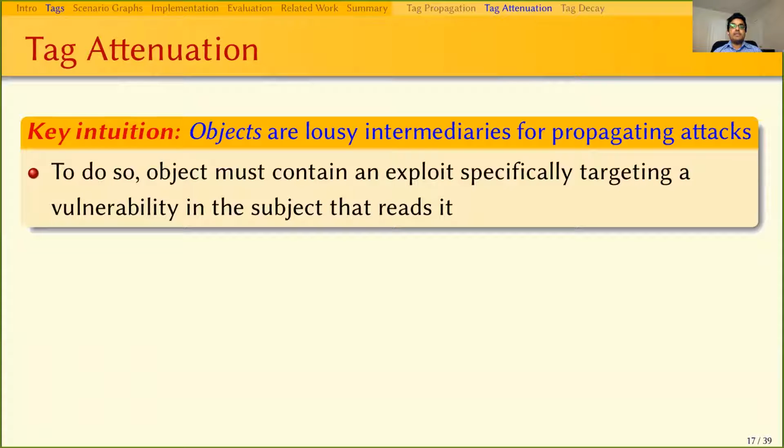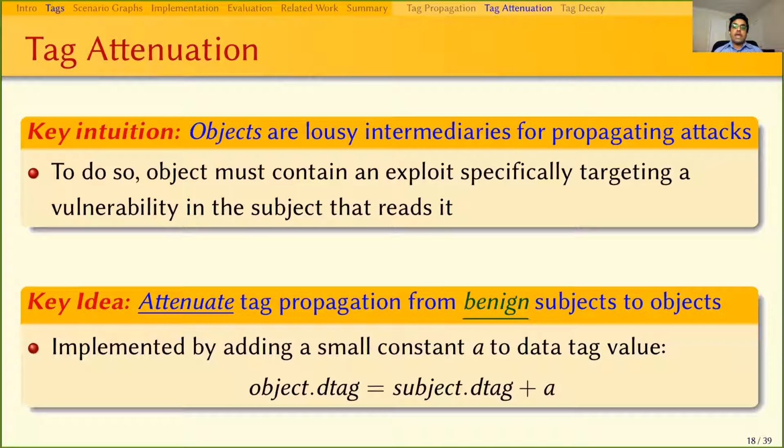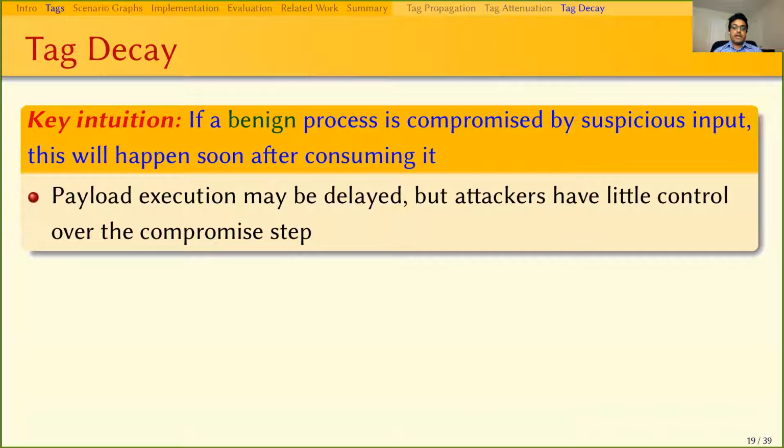To mitigate the dependency explosion, one of the techniques we introduce is called tag attenuation. Our key observation here is that objects serve as an imperfect vehicle for propagating malicious behavior. An attacker cannot control the output of a benign subject that previously read any high confidential or low integrity data. To capture this idea, we attenuate the write operation of a benign subject by adding a small constant a to the data tag. The next key technique that we introduce is tag decay.